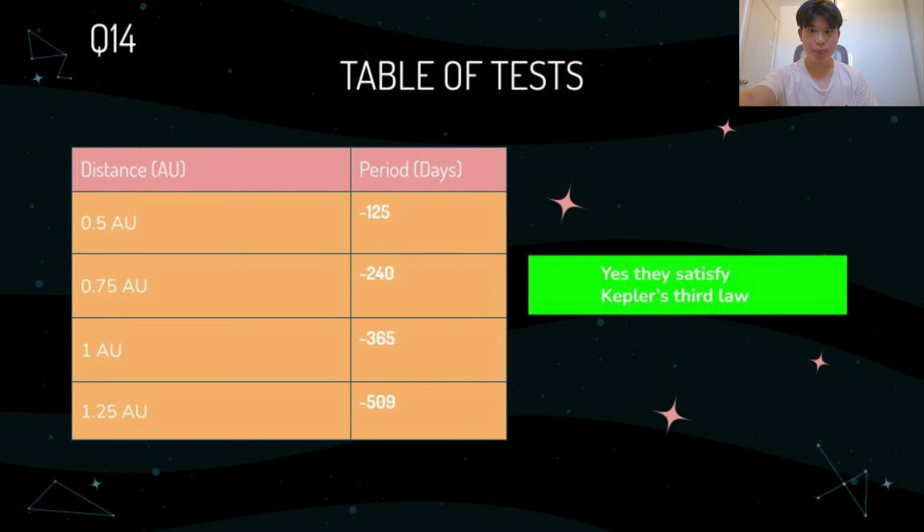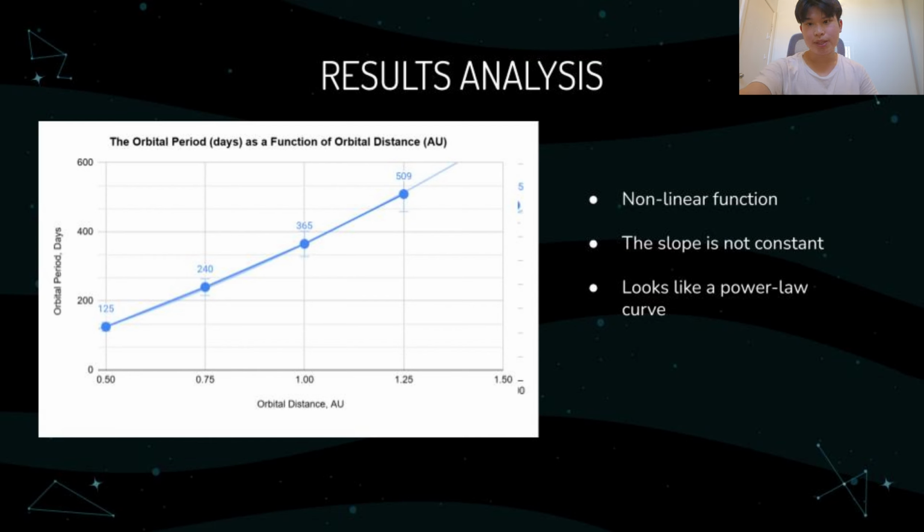The results I obtained were quite interesting. As you can see in the table below, incrementing the orbital distances does also increase the orbital period. However, I wanted to analyze this relationship further, so I decided to plot a graph. This allowed me to determine that it did satisfy Kepler's third law. If you graph the original data, the relationship doesn't look linear. It translates to more of a power law type of curve.